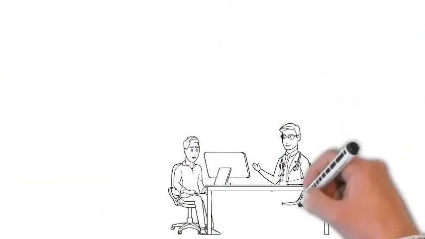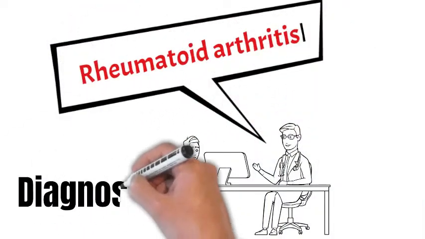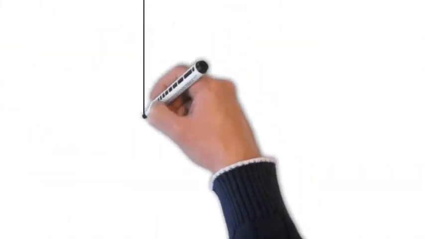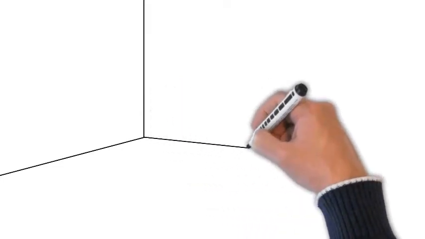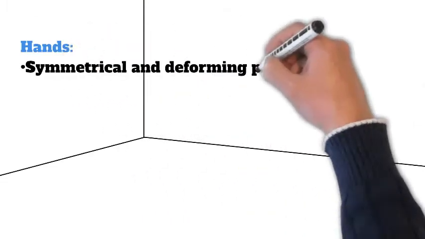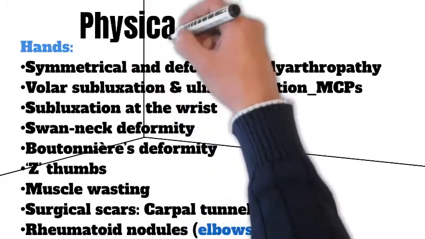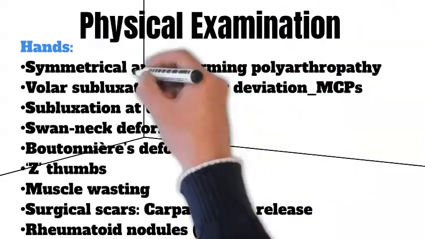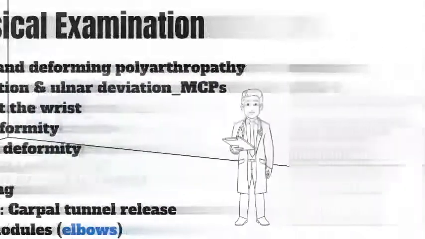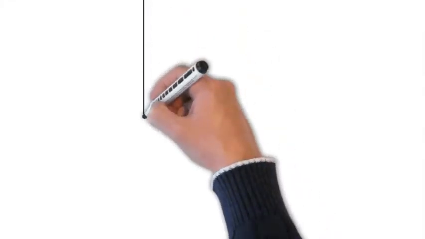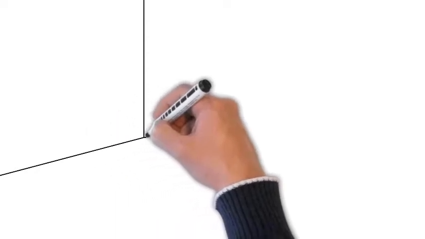To support it, we can perform a quick physical examination and lab investigations. As in this case, we can check hands for symmetrical and deforming polyarthropathy, volar subluxation and ulnar deviation at the metacarpal joints, subluxation at the wrist, swan-neck deformity, boutonniere deformity, Z-thumbs, muscle wasting, surgical scars, carpal tunnel release, joint replacement, and tendon transfer. Rheumatoid nodules on elbows. To assess disease activity, look for red, swollen, hot, painful hands that imply active disease.